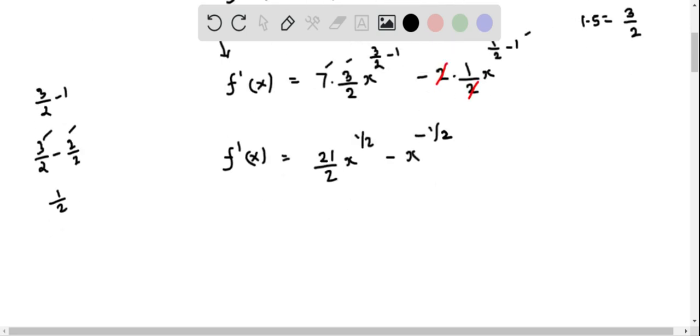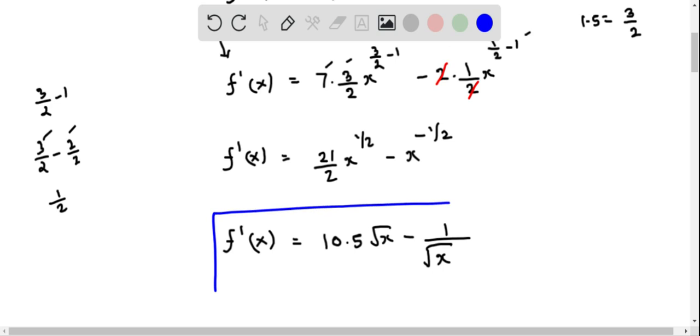Now we can put this in terms of square root form. That is the derivative of f of x, which is f prime of x. This equals 21 by 2 equals 10.5, if we write this in decimals, and this is root x minus x raised to the power of negative 1 by 2, which equals 1 over x raised to the power of positive 1 by 2. And this in fact can be written as square root of x. So I write this as square root x. And so this is the derivative of f of x, that is 10.5 root x minus 1 by root x.